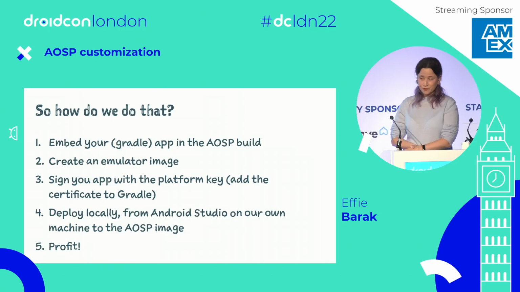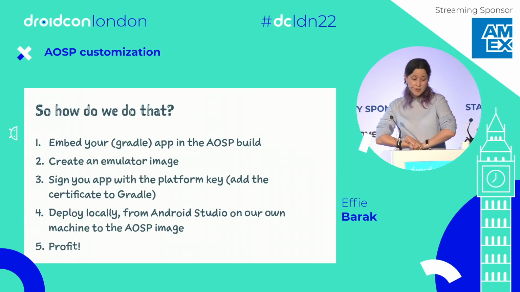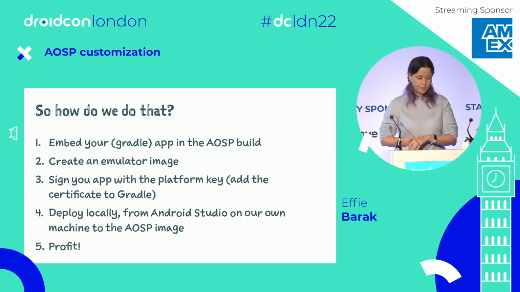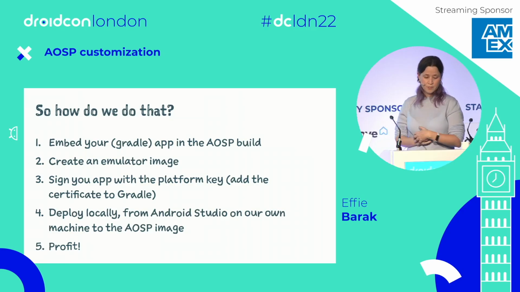And if we want to work the way we normally work, we can take our app and do it in these 5 steps. We can take our Gradle app and put it in the AOSP build, so build AOSP with our app embedded in it as a system app. We can create an emulator image from this build.